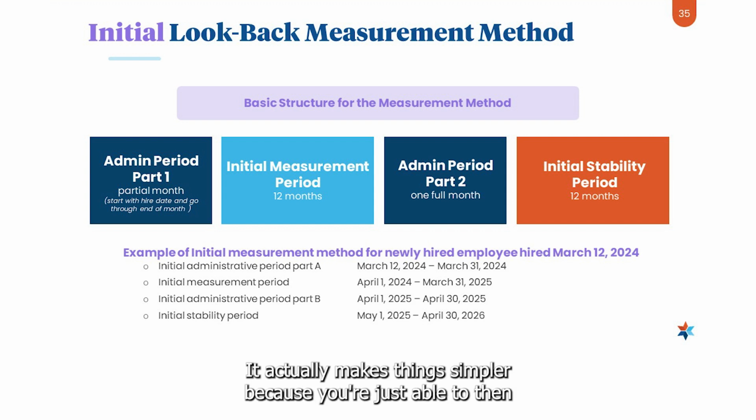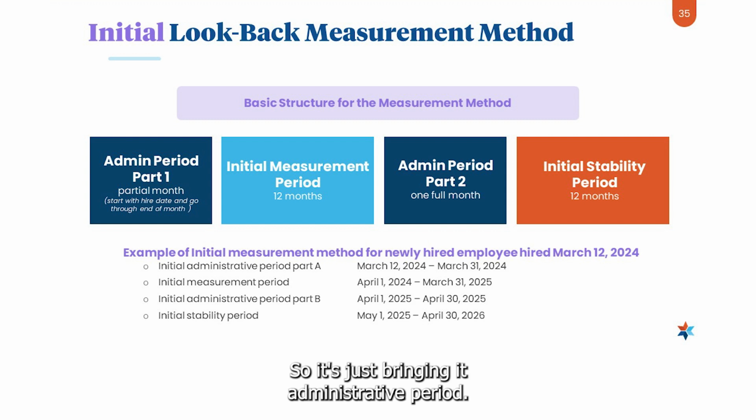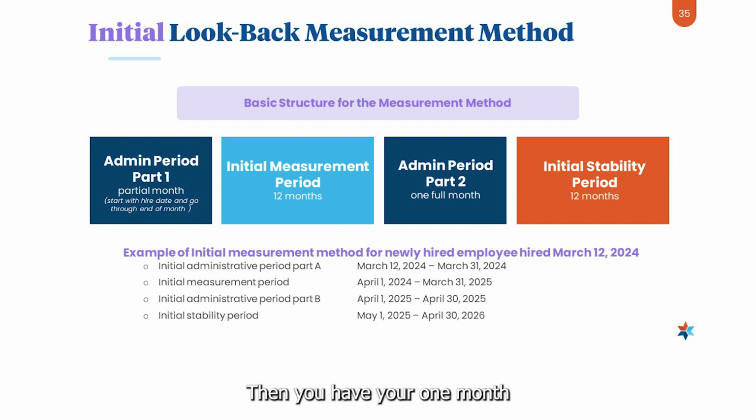It actually makes things simpler because you're just able to then start your initial measurement period at the first of a month rather than in the middle of the month, and then it gets really confusing. So it's just bringing you administrative period part 1 brings you to the end of the month so that you can start your initial measurement period at the beginning of a new month. Then you have your 1 month administrative period and your initial stability period.